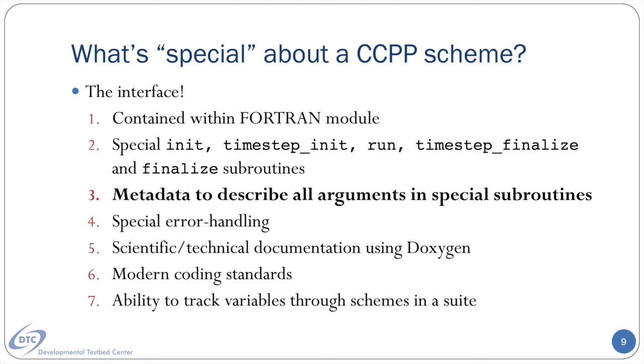First off, the scheme's code must be contained within a Fortran module. Within that module, subroutines for at least one of the five CCPP phases must be present. The phases correspond to the model initialization, time step initialization, time step execution or integration, time step finalization, and model finalization, each of which share their subroutine root names with the name of the module. For example, if the scheme module is called foo, the subroutines within can be called foo init, foo timestep init, foo run, foo timestep finalize, and foo finalize.